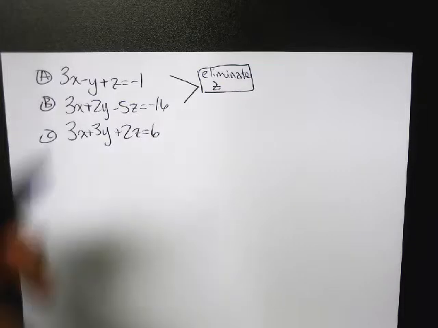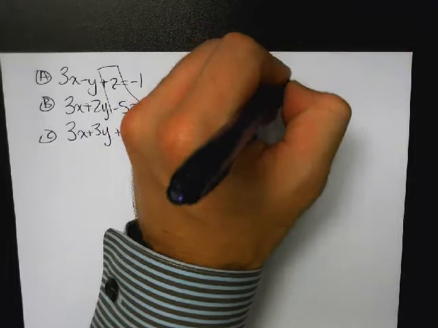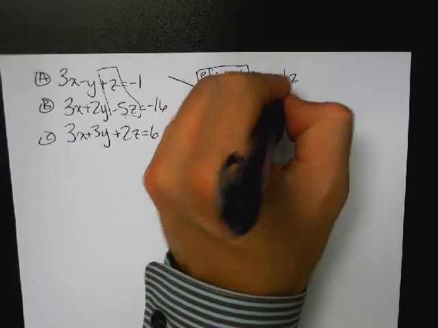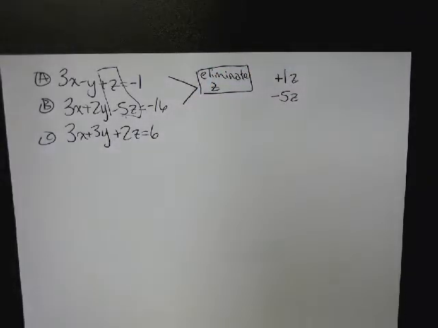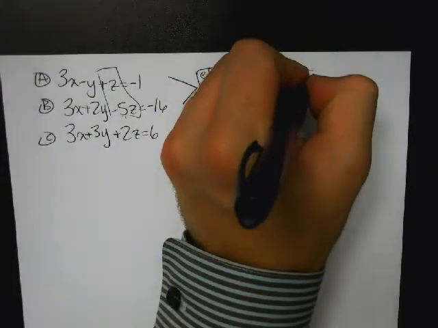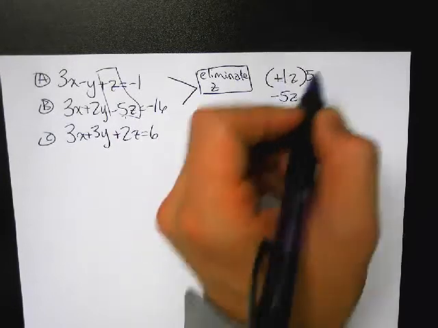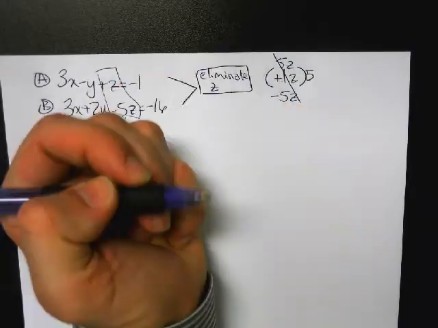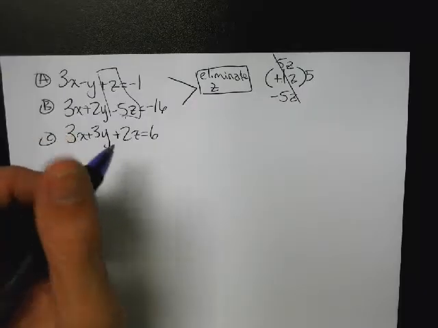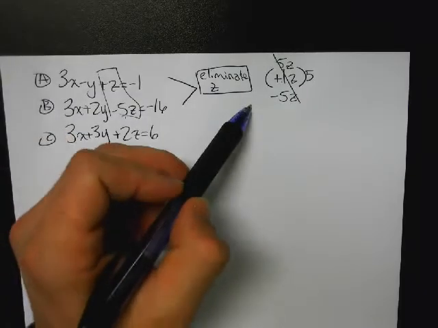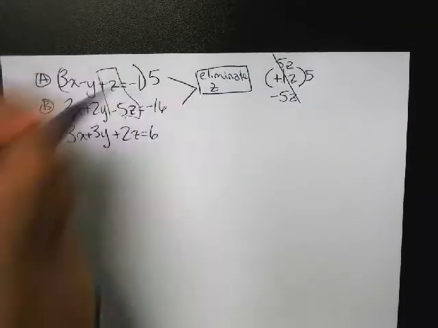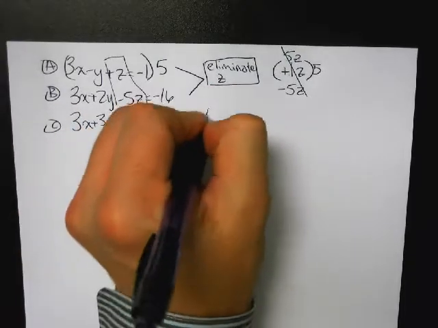So this means that on the A equation, I have a positive 1z, and on my B equation down here, I have negative 5z. So if I multiply my top equation by 5, 5 times 1 is going to give me that 5z, and that will cancel. So I need to multiply this top equation by 5. So let's multiply by 5.